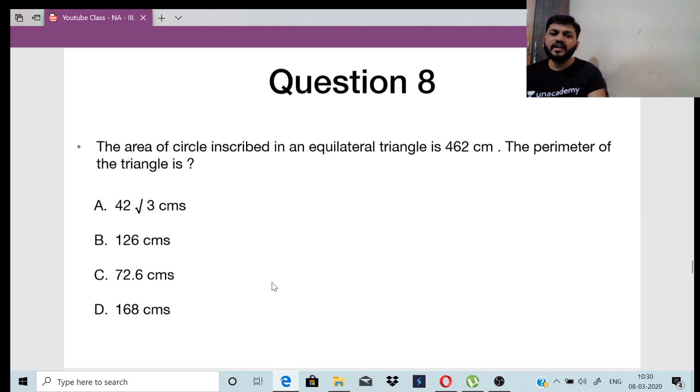Right? Question 8. The area of circle inscribed in an equilateral triangle is 462 centimeter. What is the perimeter of this triangle? So you guys have to tell me the perimeter of the triangle. A bit tough question. Again a PYQ. Solve this.